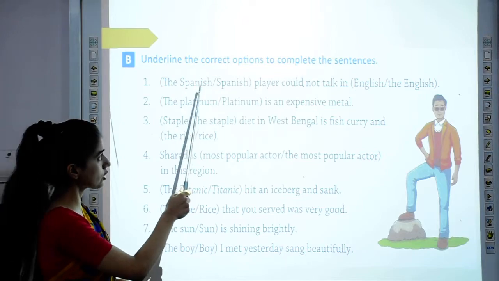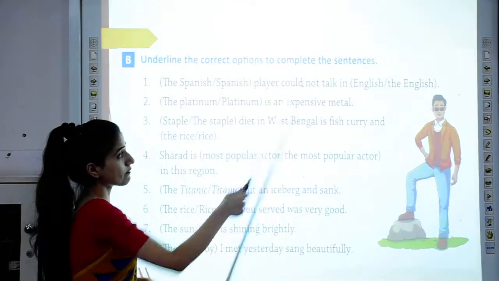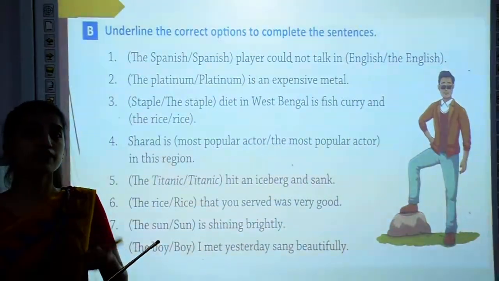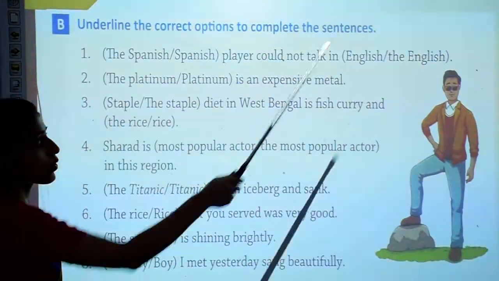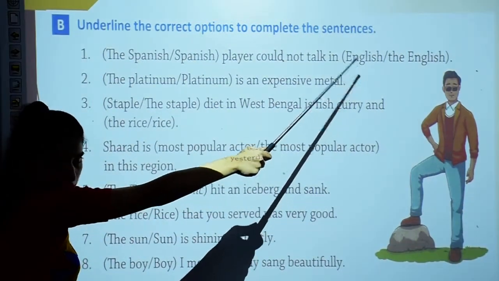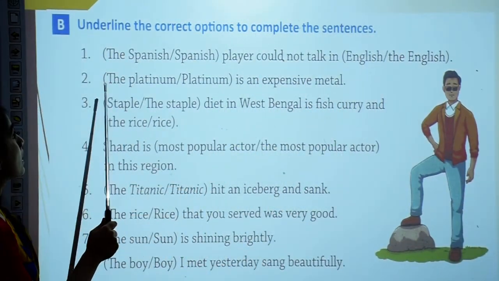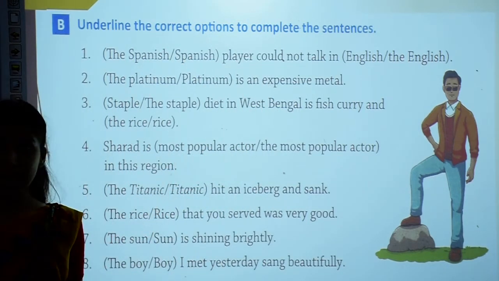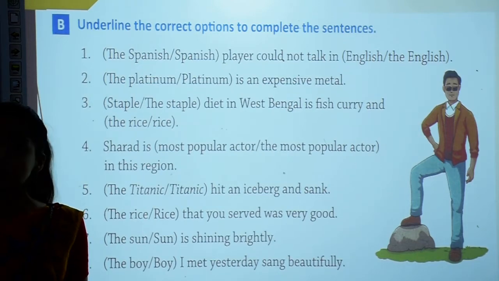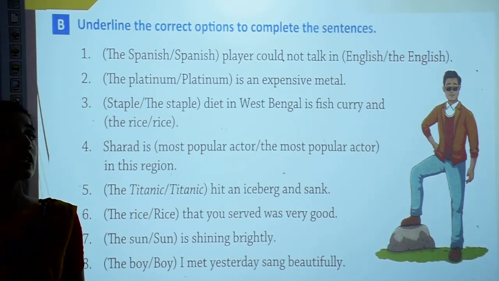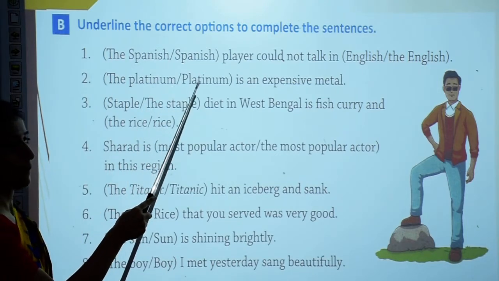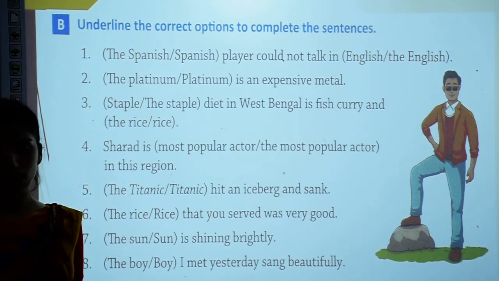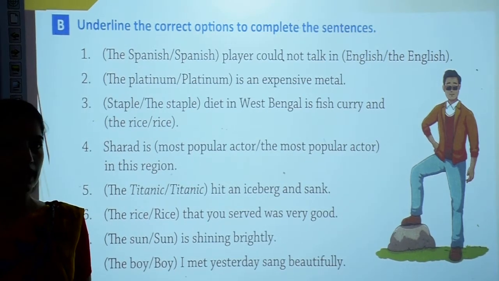So "the Spanish player could not talk in..." we are talking about a language over here, and as we studied, before the names of languages we don't use the. So we could not talk in English, not the English. "The platinum or platinum is an expensive metal." As I told you, when we are talking about the name of some materials, we will not be using the with it. So what will come? Platinum, not the platinum. So I hope this is understood by you all, and you have to solve it in the same way only.